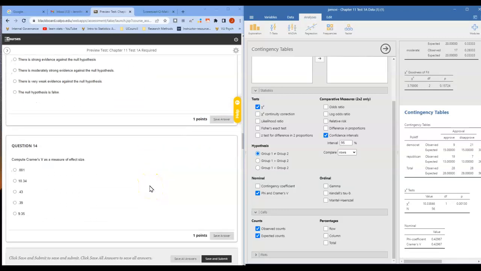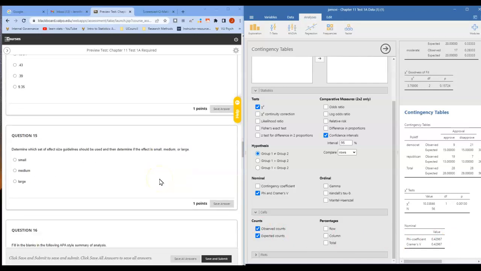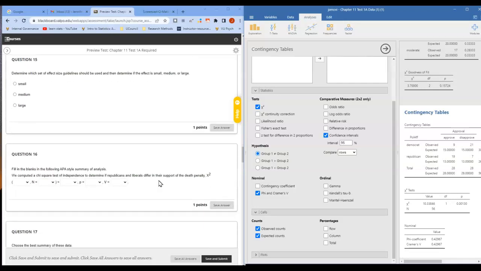Kramer's V is a measure of effect size. We have listed down here. You'll notice the same as the phi coefficient in this case because we have 1 degree of freedom for our chi-square. Our value there is 0.43, and our criteria for small, medium, and large for this measure of effect size is about 0.1 is small, about 0.3 is medium, and about 0.5 is large. So that is a fairly large effect size that we're looking at there. Okay, so for 15, you should have chosen a large effect size.